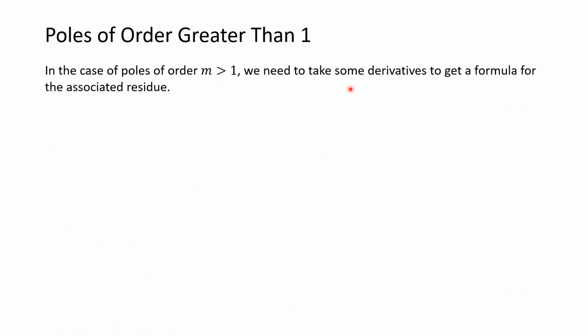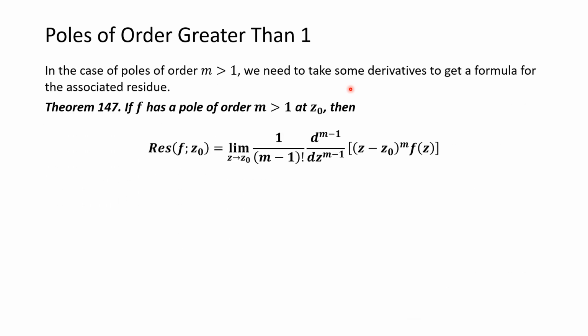So for poles of order m greater than 1, we have the following theorem. If f has a pole of order m greater than 1 at z sub 0, then the residue of f at z sub 0 equals the limit as z approaches z sub 0 of 1 over m minus 1 factorial times the m minus 1 derivative of z minus z sub 0 to the m power times f of z.